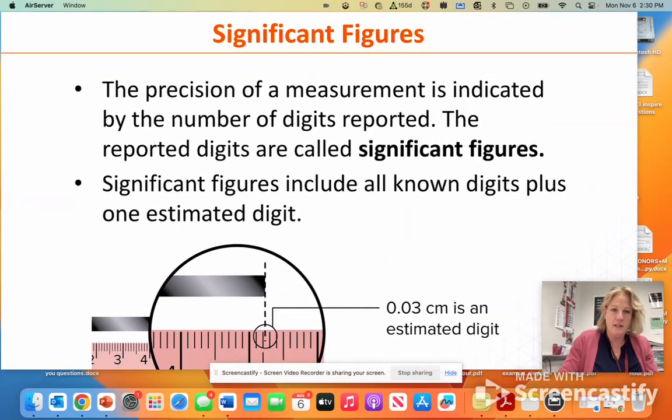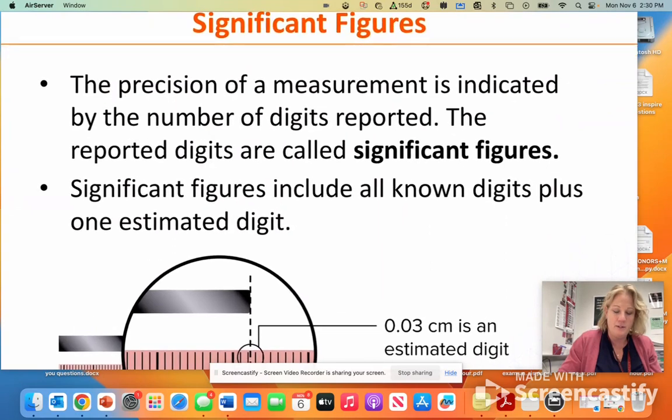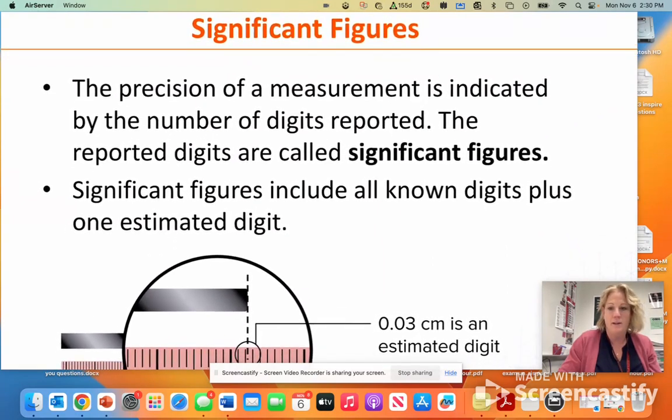So significant figures from the POGL, hopefully you understood that. It's all the numbers that you're sure of plus one more that you estimate. The tricky part is when you're talking about zeros. When are they part of the measurement and when are they just placeholding?